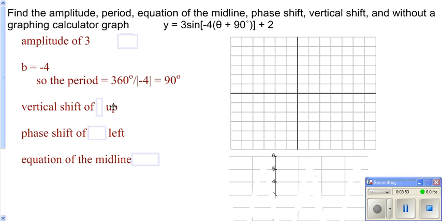Now we're wondering, are we shifted up? Yes, because we're adding to this. So we know we're going to be 2 units up. And since we are adding here to our input before we do our sine, it's going to shift it to the left that many degrees, 90 degrees. Now, remember, the equation of your midline is always this one right here.